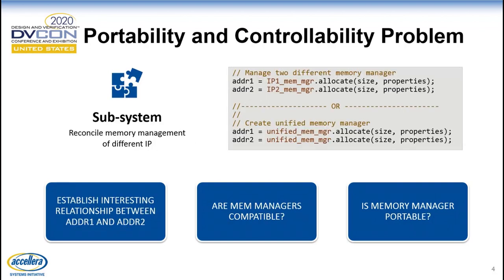Now, if you go to the subsystem test bench environment, maybe you have 2 different teams doing 2 IPs, and you combine them together. Maybe they manage memory differently. Are they compatible? Can you combine the UVM or whatever testing environment you have to get your subsystem level test? And again, can you create interesting relationships between the allocations? Now, this is a procedural interface. It's very difficult to do that. Maybe you can create a very complex memory manager, and you can ask for, give me 2 addresses that have this kind of relationship.